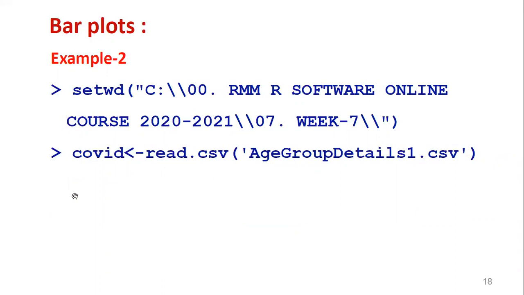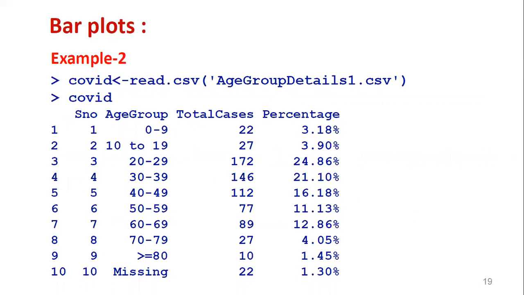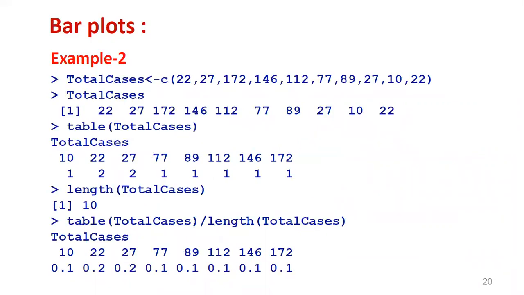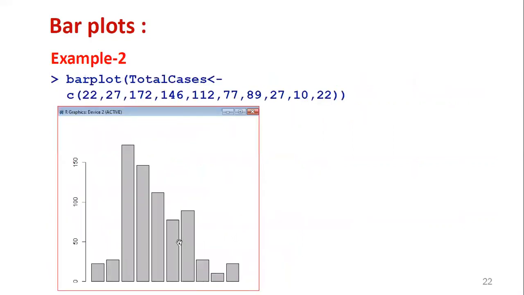First you can set the path where the data is located. Then you can move the data into a new vector, name it COVID, or you can give any name of your own. Then create one vector for total cases. Then calculate its absolute frequency, table of total cases. Then the relative frequency, table of total cases by length of total cases. Then create the bar plot of the total cases.